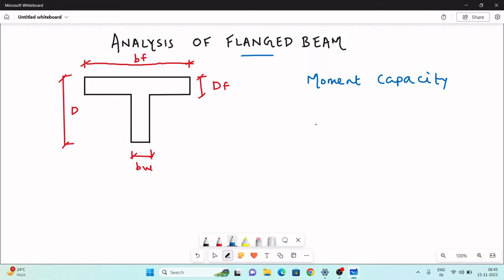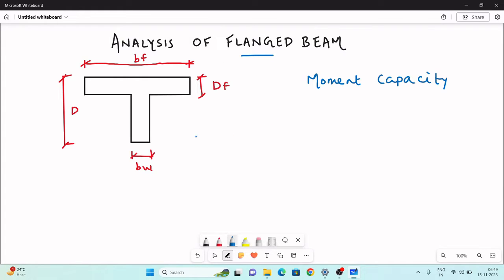To find the moment capacity, what will be given to us? A complete section will be given to us. The cross section will be given to us. In case of flange, they will give you the width of the flange, that is BF, depth of the flange, that is DF, overall depth of the section, that is capital D, and BW is the width of the web. And they will also give you the reinforcement details, how many bars have been provided in the section, and what is the diameter of the bar. Means a complete design will be given to us, and they will ask us to find the moment capacity or to analyze the structure.